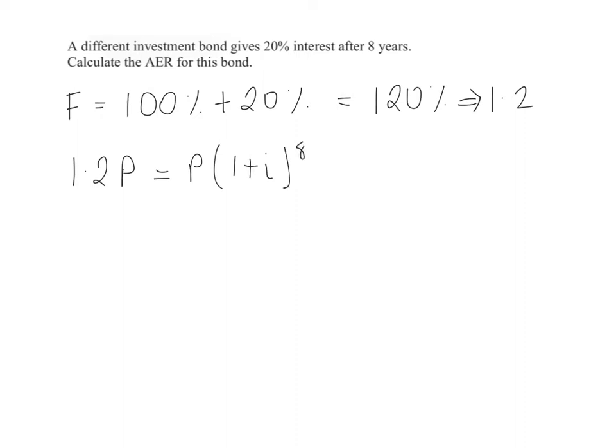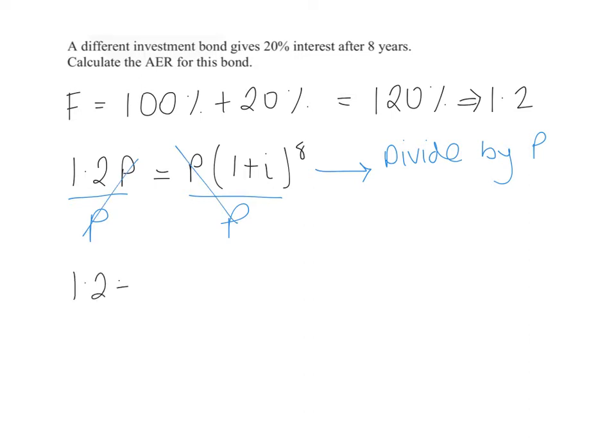So we've just basically filled in the same formula. Now what we're going to do is solve this. So divide by P. Okay, so when I divide across by P, I'm basically going to cancel my P's. And what I'm left with is 1.2 is now equal to 1 plus I to the power of 8. So I don't have a P anymore, and I'm going to be able to work around this. I need to isolate, get rid of this 8. Okay, so what I do is I have to find the 8th root of it.